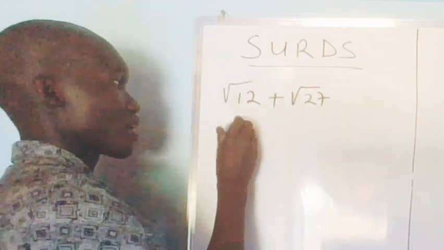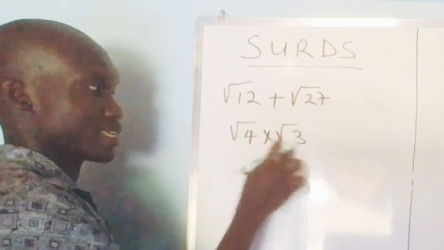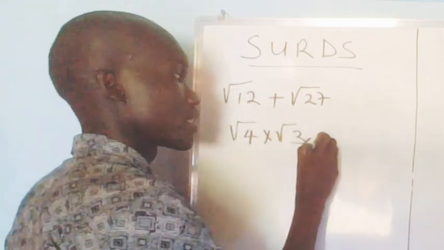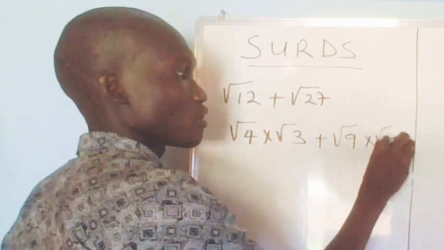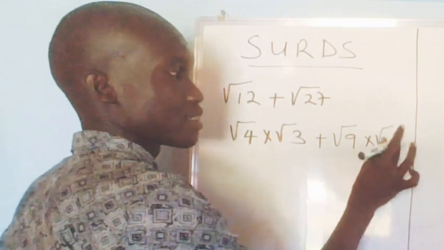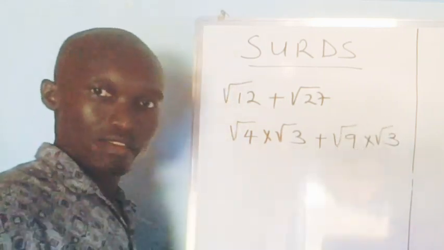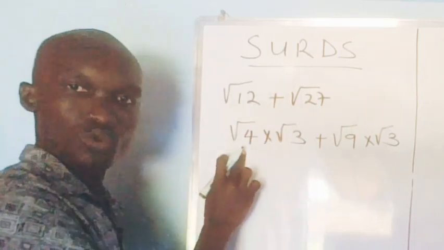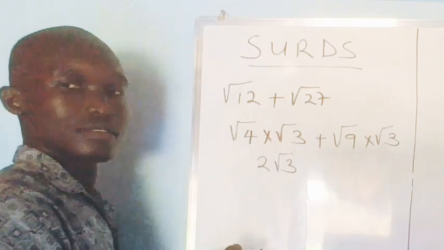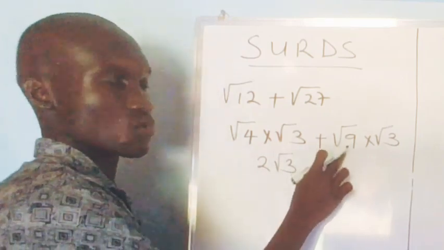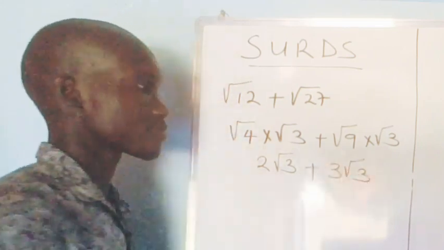So from here we can come up with root 4 times root 3, so that 3 times 4 will give us this 12. Then plus root 9 times root 3, so that we have 3 times 9, that will give us 27. Now we find the square root of 4, which is 2 root 3, plus the square root of 9, which will be 3 root 3.